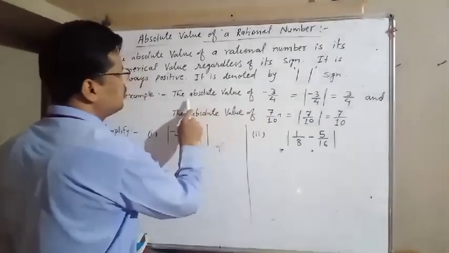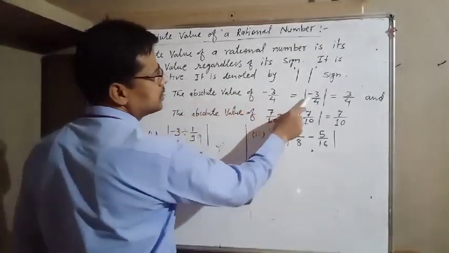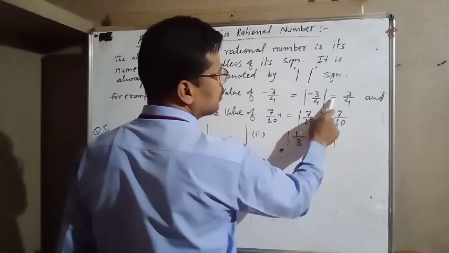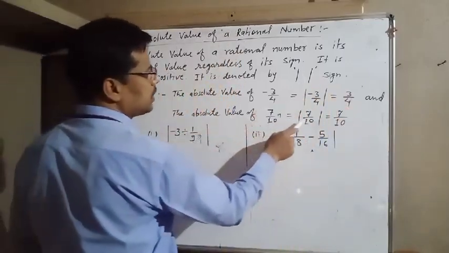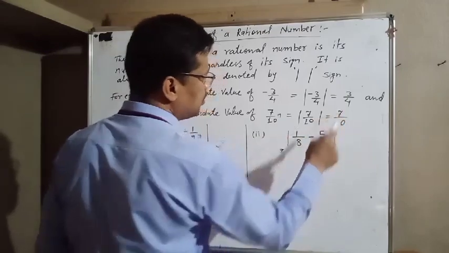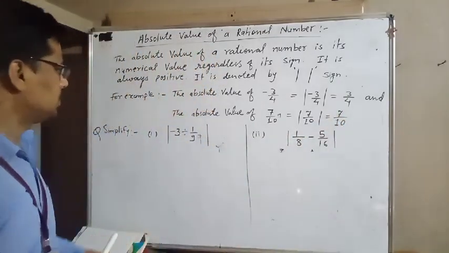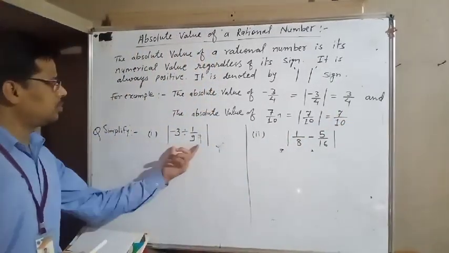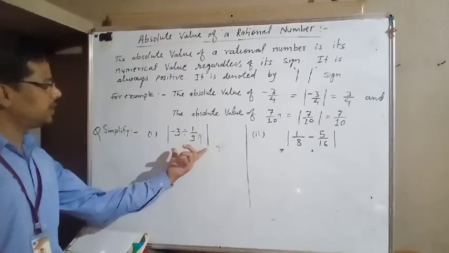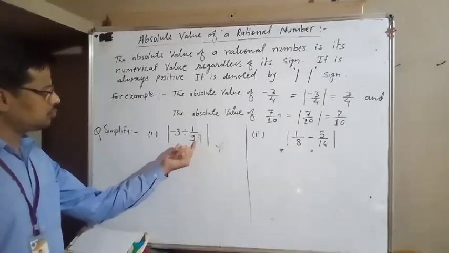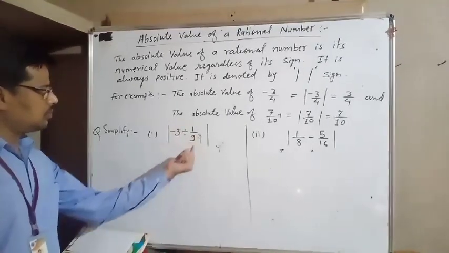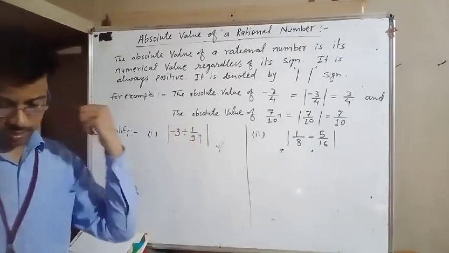The absolute value of minus 3 upon 4 is equal to 3 upon 4. And the absolute value of 7 upon 10 is equal to 7 upon 10. Is that clear? With the help of this question, simplify. If you want to simplify this, we also have to find the absolute value. Before finding the absolute value, first you have to solve this expression.